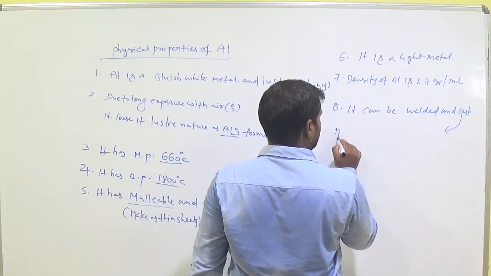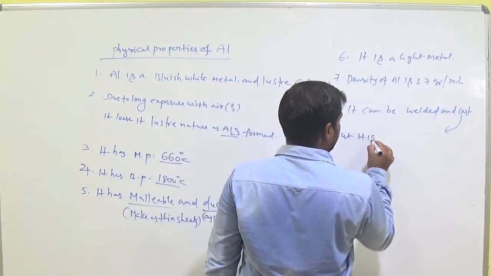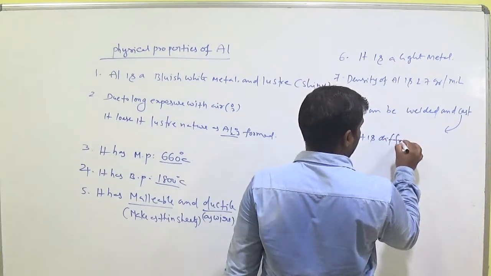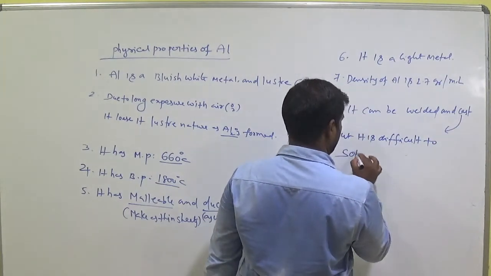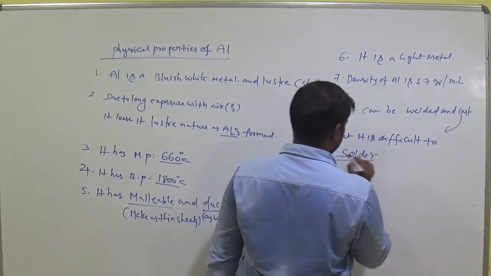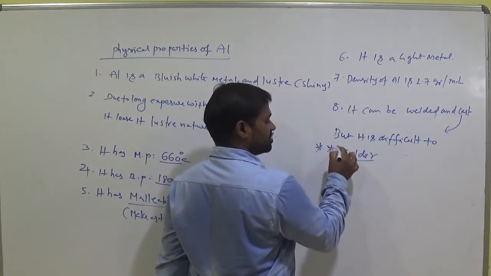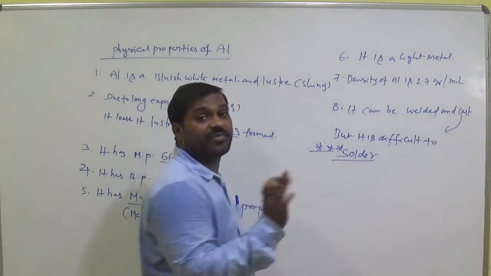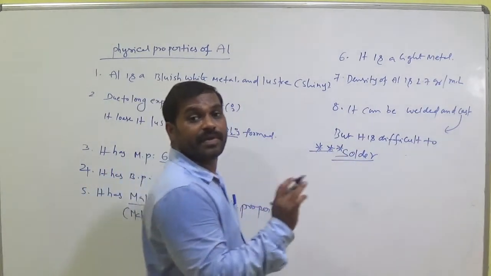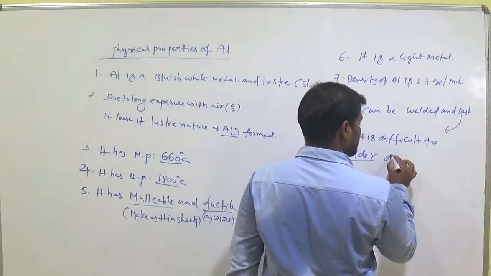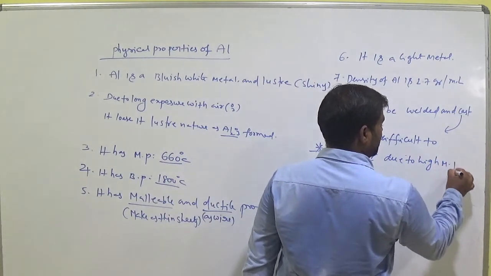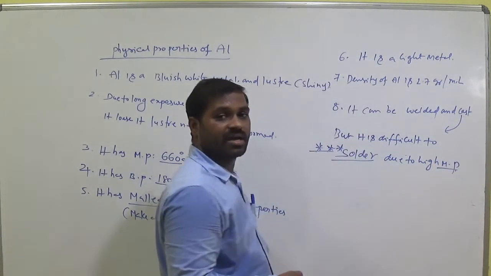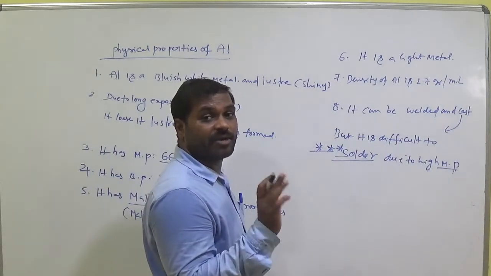But it is difficult to solder. Very important, solder. So aluminium cannot be used for the solder process, due to its high melting point. Okay. So it has a high melting point. We cannot use it for solder.